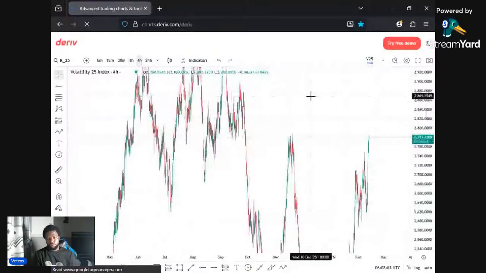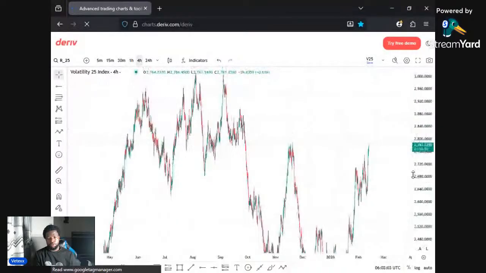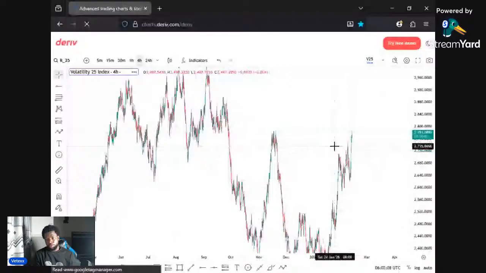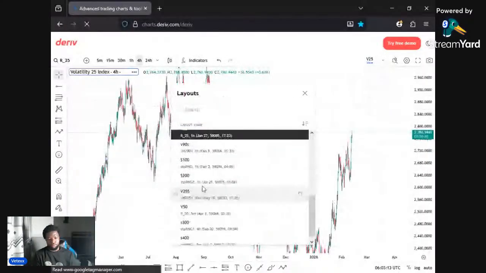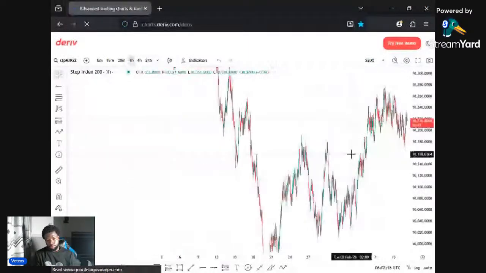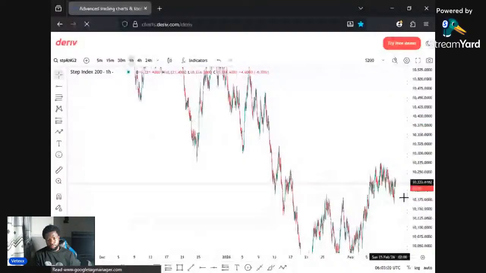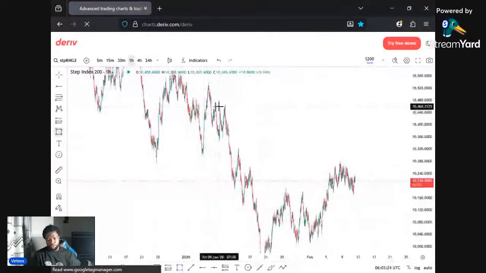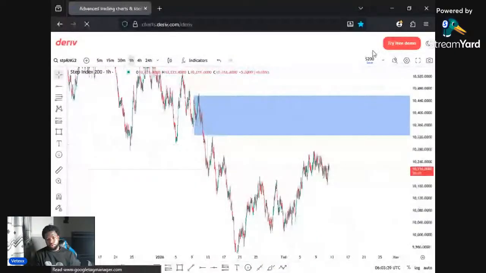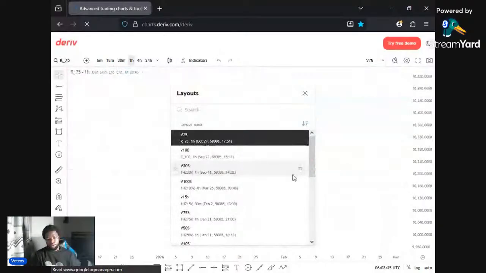Oh yes, this is it. And the next is what? Step 200. Sell on Step 200, which is here. And the last but not the least is what? V75. Sell on V75.